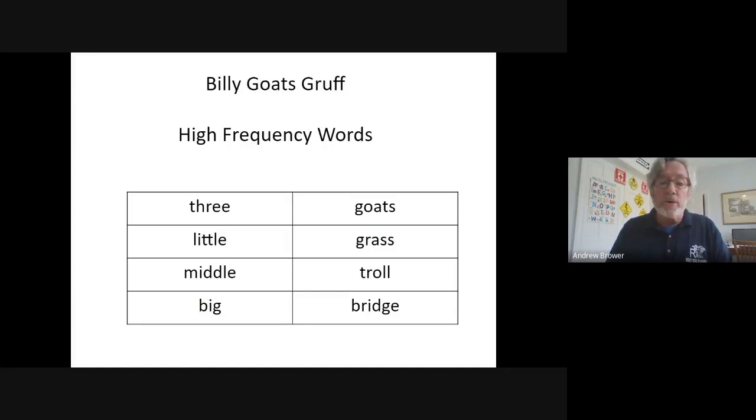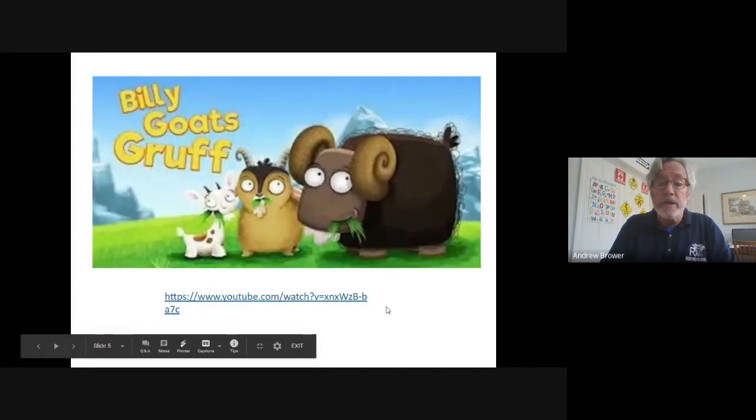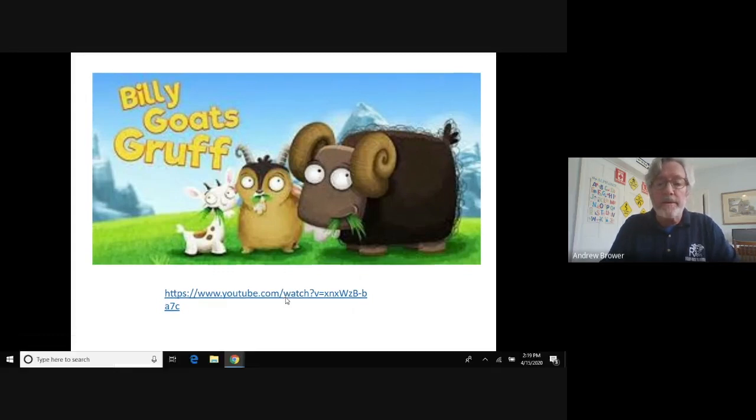So there are three billy goats gruff. So that's our first word, three. The next word is goats, because there's three goats in the story. Then we have little. Then we have grass is another one of our sight words. Middle, troll, big, and bridge. So those are our high frequency words, words that you're going to see a lot in the story, and words that it's helpful for you to be able to read them right away when you're looking at the story. So let's go ahead and start the story right now. Please pay attention, and we'll talk about the story at the end.